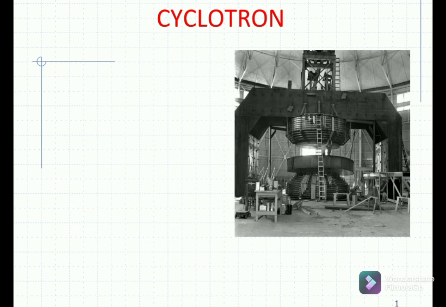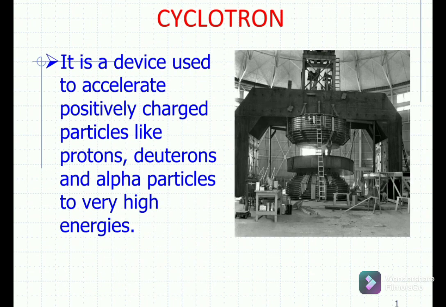So let's start with the definition of cyclotron. A cyclotron is a device that is used to accelerate positively charged particles like protons, neutrons and alpha particles to very high energies. The beam of such charged particles can be used for various medical, industrial and research purposes. Keep in mind, it can only accelerate positively charged particles.